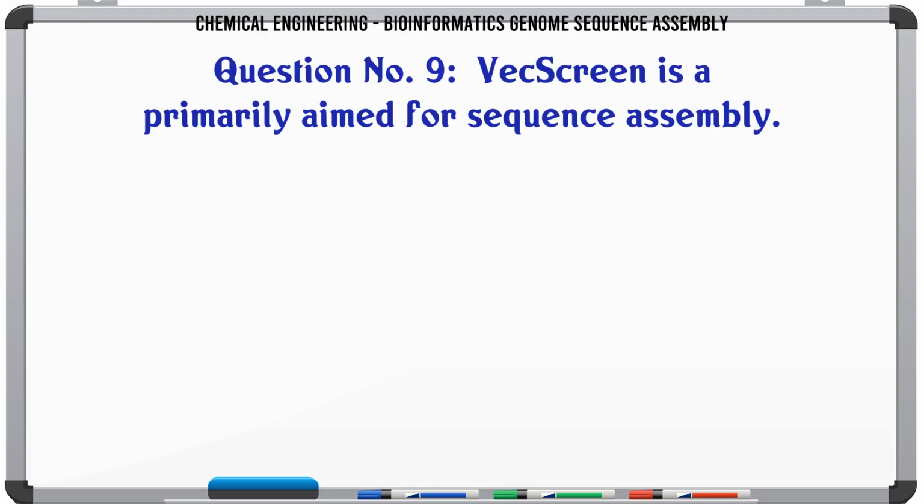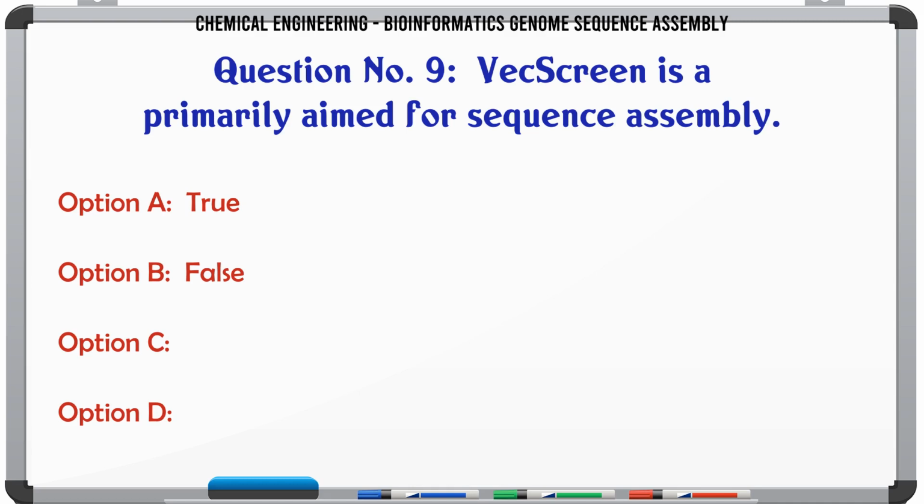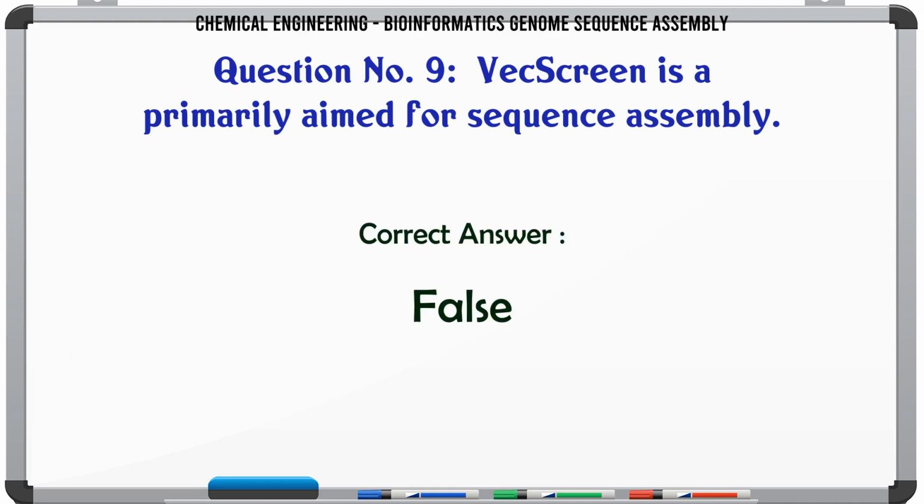VecScreen is primarily aimed for sequence assembly. A. True. B. False. C. D. The correct answer is false.